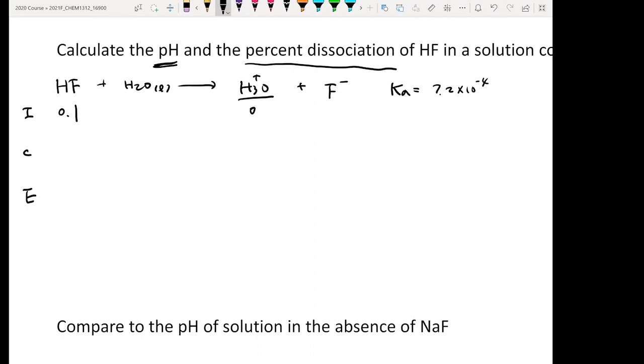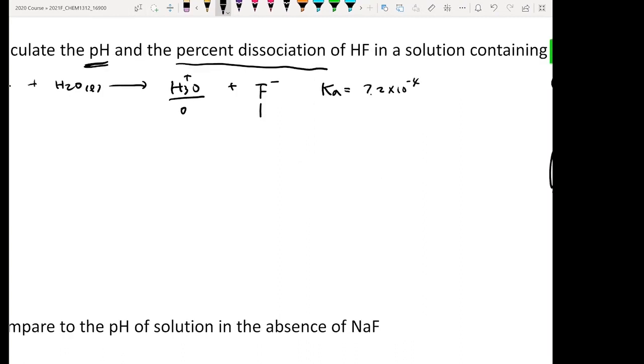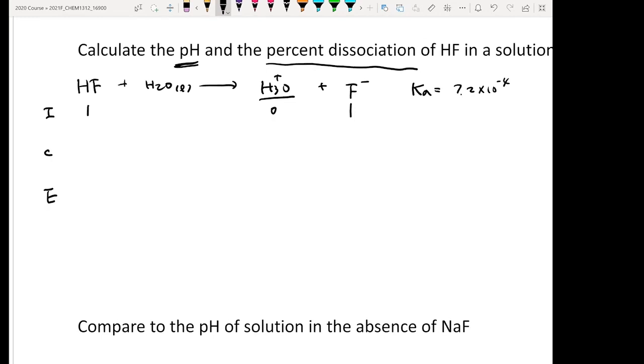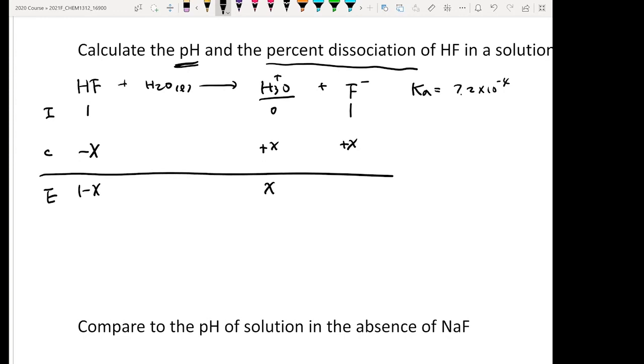Now it's the key. You throw in the salt. So you know here you should put 1. Then we say some of the HF is going to dissociate, right? We put the minus X here. Concurrently, you should have a plus X for your proton and the F minus. Then you are going to reach equilibrium, where you add up the two. Then you have 1 minus X for your HF, X for your H3O plus, and 1 plus X for your F minus.